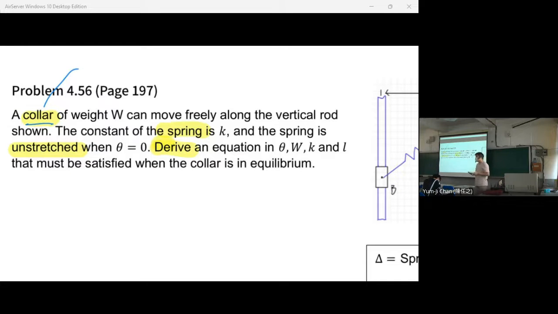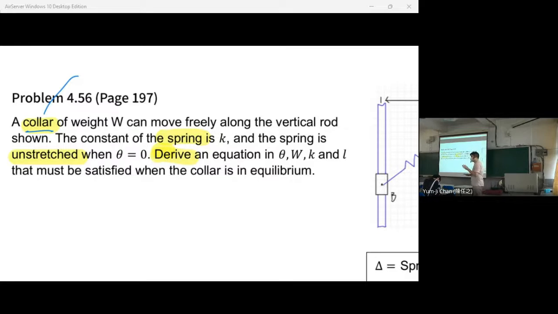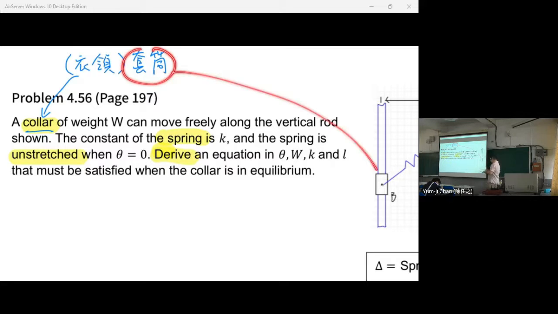Remember, if you have questions on the textbook and you don't understand, it is better to ask your professor rather than to look up a dictionary. Because if you look up polar, it usually means this one, okay? But here in engineering, it means this one.